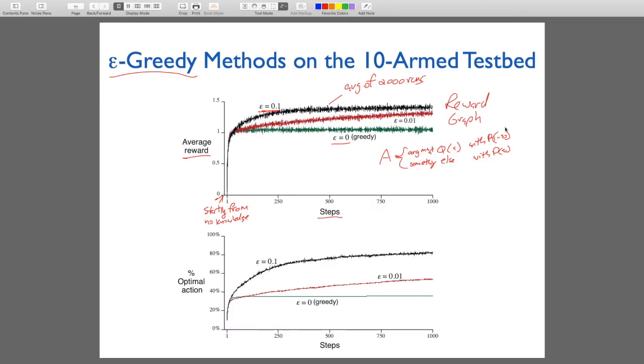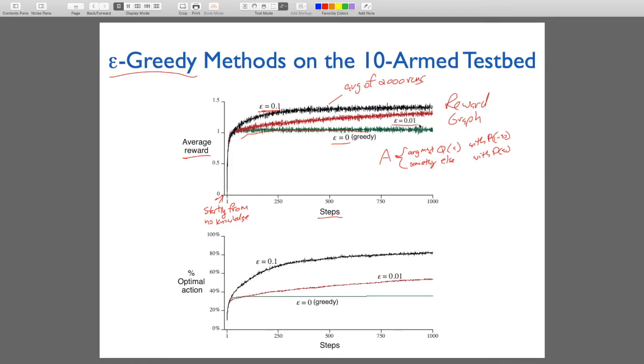Right. So 1 minus epsilon means almost always, right? So epsilon equals 0 means that 100% of the time you're just always taking the greedy one, right? So whatever you started with randomly, you eventually stabilize and you stay with some particular policy.